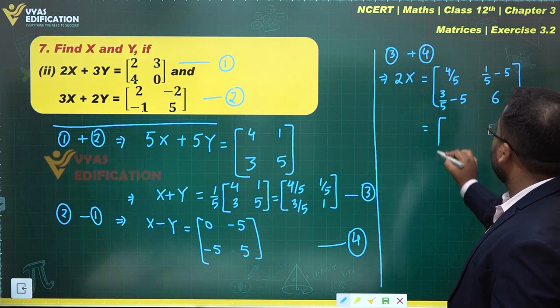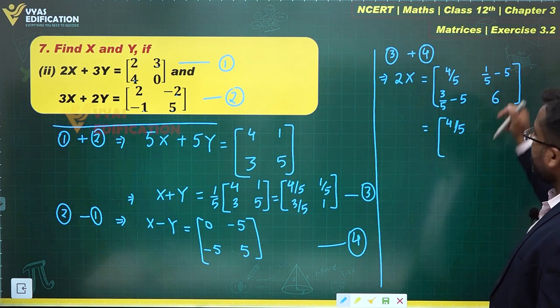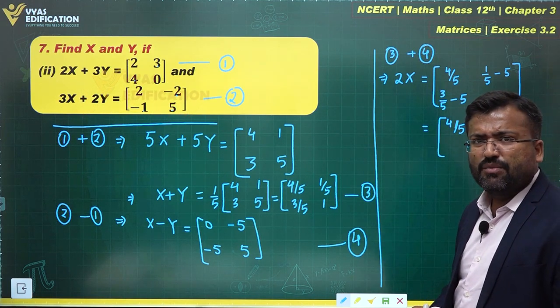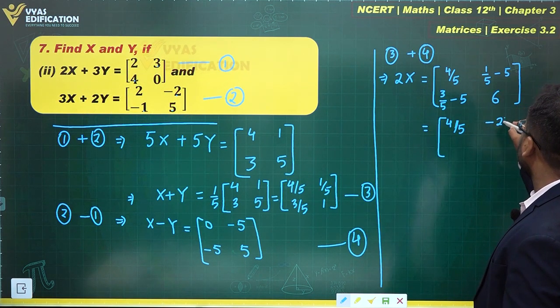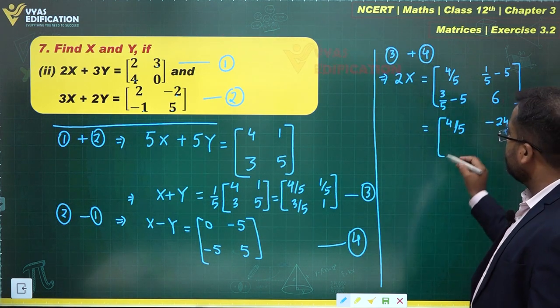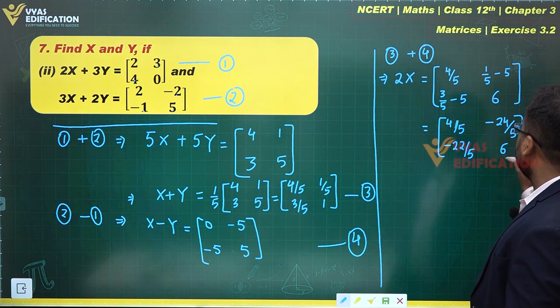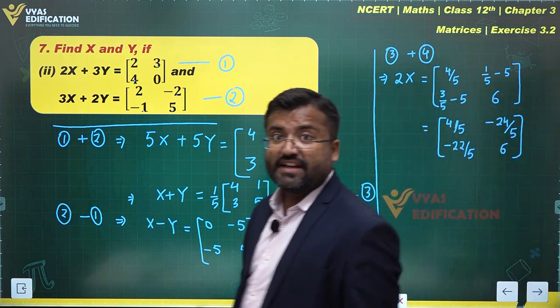What else? This is 4 by 5, which is very simple. Taking the LCM, 1 minus 25 would be minus 24. This is minus 24 by 5. 3 minus 25, which is minus 22 by 5. This is 6 over here. And this here is the value of 2x.